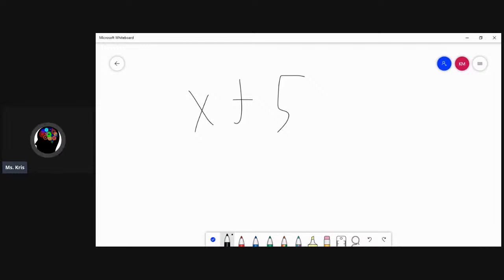Now also remember, a binomial is still a polynomial. Why? Because it's more than one term. More than one term makes it a polynomial. So a polynomial with two terms is a binomial. A polynomial with three terms is a trinomial.